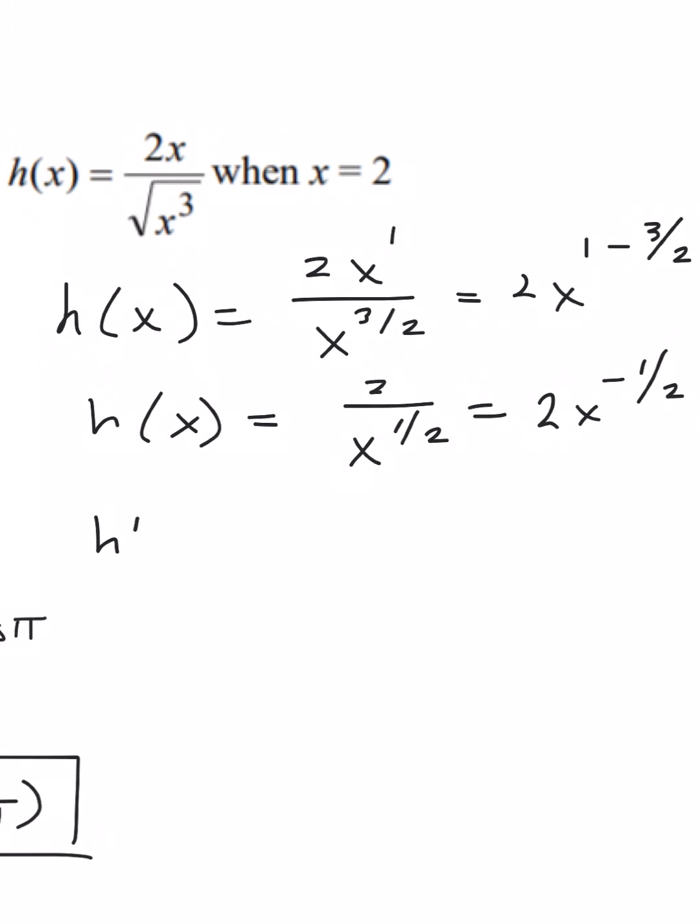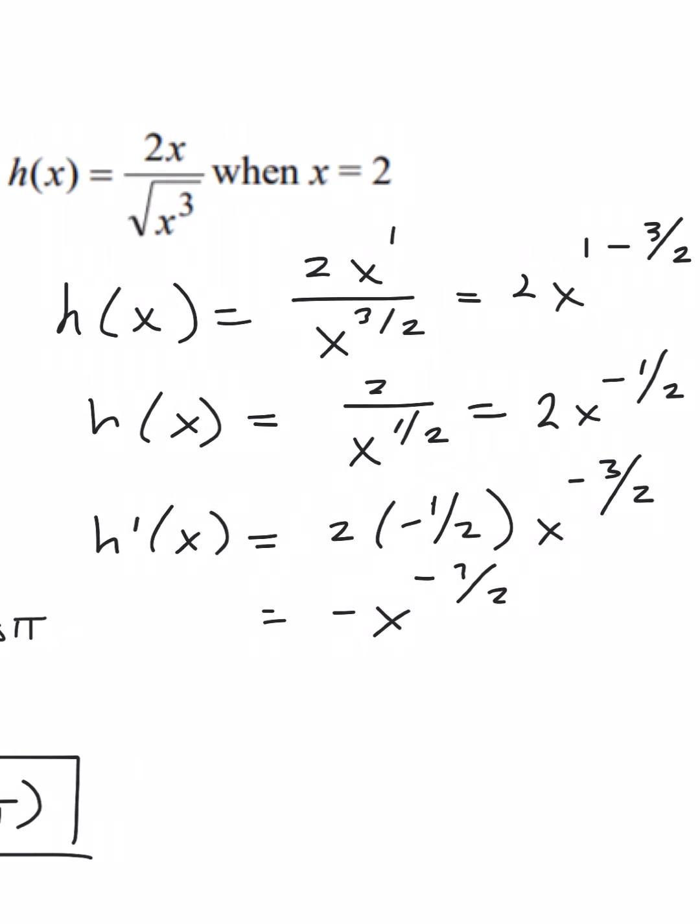So if I take the derivative of h, h prime will give me 2 times -1/2 times x to the negative 3/2, because I have to subtract 1 from the original exponent. This will give me a slope function of negative x to the -3/2. Now, evaluate it at x equal to 2. So h prime of 2 is going to equal negative 2 raised to negative 3/2.